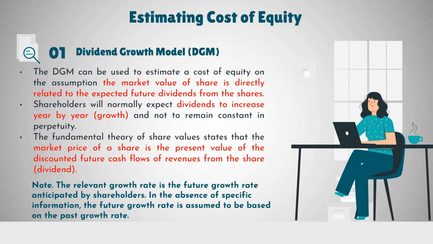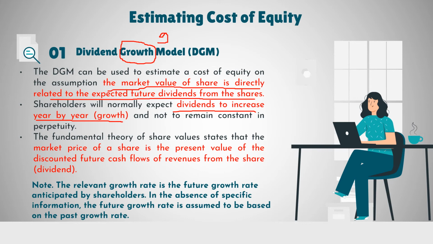Okay, in estimating cost of equity, we have two model, which is that DGM, which is dividend growth model, and CAPM. So for now we just focus on dividend growth model. So DGM can be used to estimate a cost of equity on the assumption the market value of share is directly related to the expected future dividends from the share. So macam kita belajar dalam chapter lepas lah, the market value of share can be directly reflect daripada future dividend from the share. So shareholder will normally expect dividend to increase year by year, which means that the dividend has been growth. So this one kita bahasakan dia as G. And not to remain constant in perpetuity.